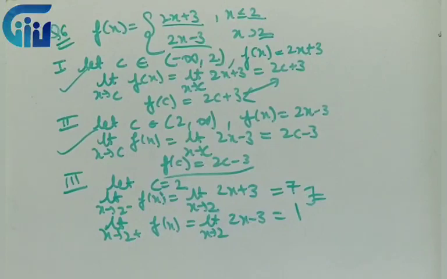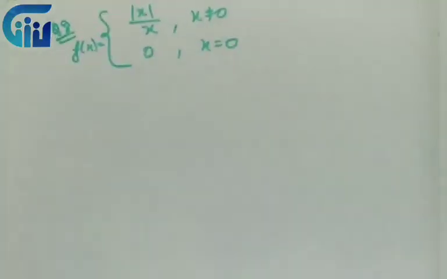On the same lines, we have question number 7, 8, 9, 10, 11, 12. So we have question number 8. Let's do question 8 first, then we will do question number 7. So question number 8 is f(x) is equal to mod x upon x, x is not equal to 0. So again we have to find all the points of discontinuity.